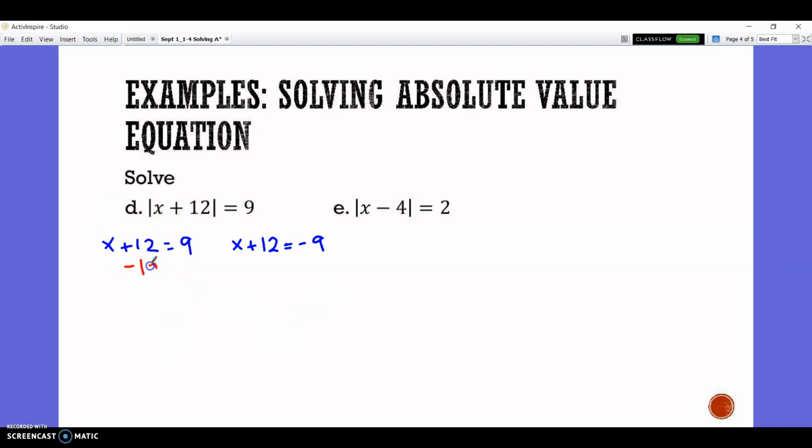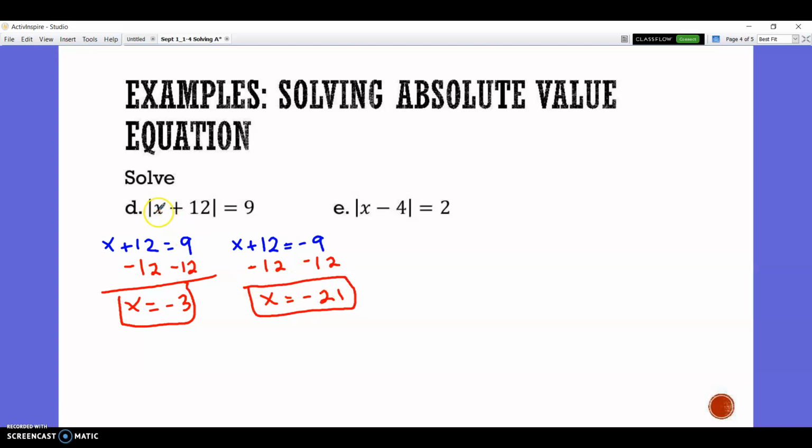So subtract 12. X is equal to negative 3. Right here, subtract 12. And x is equal to negative 21. So here are our two answers.